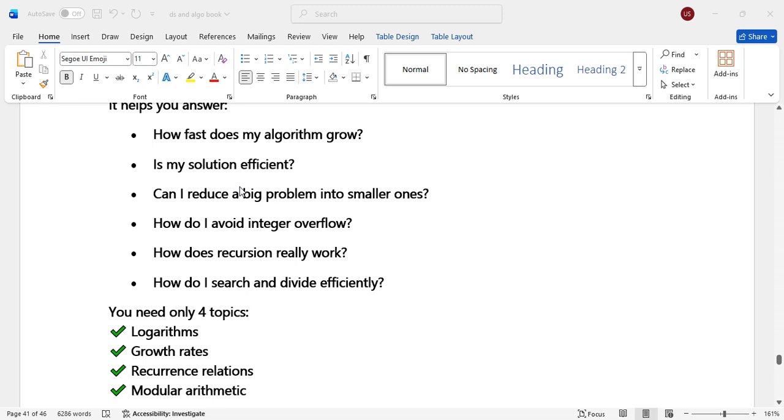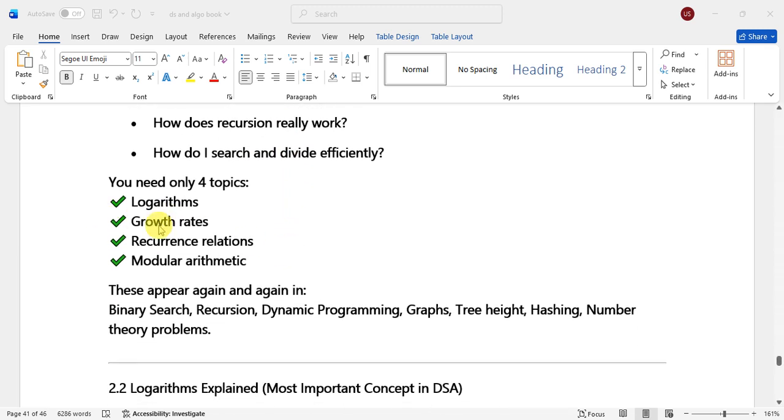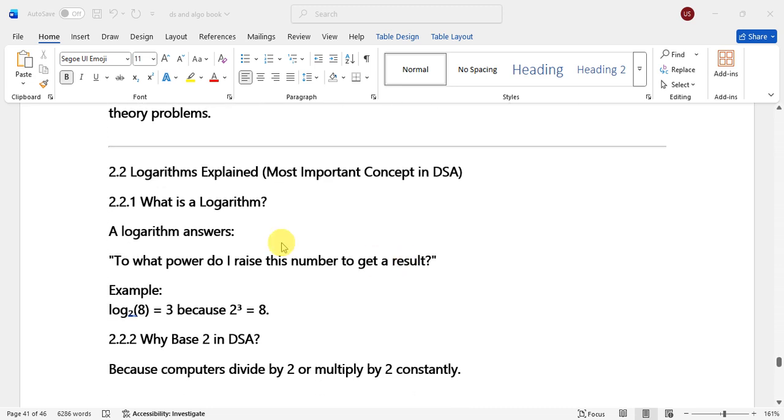So why do we want to learn maths? Because it tells us how our algorithm grows and how efficient our solution is. How can I reduce a big problem into smaller ones? And other things like recursion and logarithm. So let's move into what is logarithm.